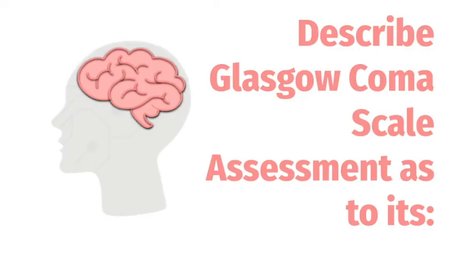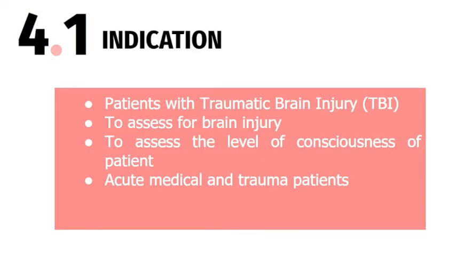So now let's move on to CLO number 4, describe Glasgow Coma Scale assessment as to its 4.1 indication. So GCS is used with patients with traumatic brain injury. It is also used to assess for brain injury. It also assesses the level of consciousness of the patient.